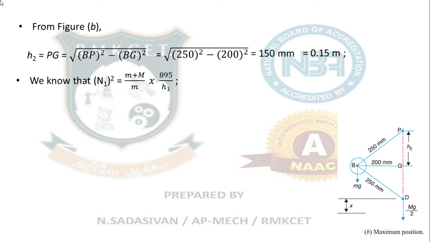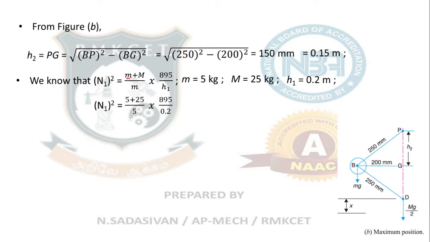We know the formula for a Porter governor, the simple formula without q: N square equals (m plus M) by m into 895 by h1. If you know h and all the masses, you can find out the speed. So ball mass is 5 kg, sleeve mass is 25 kg, h1 is 0.2 meter. Put all the numbers into this equation. Ball mass is 5 kg, sleeve mass is 25 kg, again ball mass is 5 kg, and 895 by h1, which is 0.2. You multiply and solve these numbers, you will get N1 square equal to 26,850. Take the square root of that, you get N1 as 164 rpm.